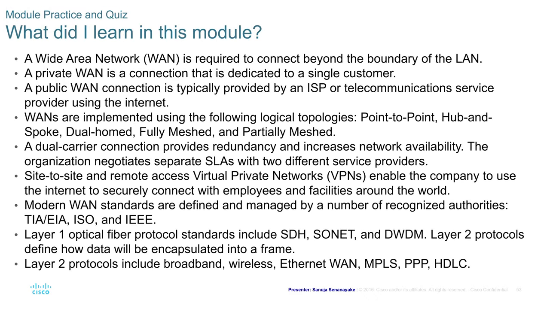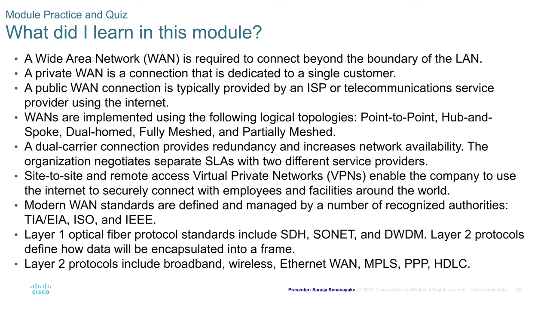So here is a summary of what we have learned. We're going to cover that in the next few slides. We learned a wide area network, also known as WAN, is required to connect beyond the boundary of the LAN, or local area network. A private WAN is a connection that is dedicated to a single customer. A public WAN connection is typically provided by an ISP or telecommunication service provider using the internet.